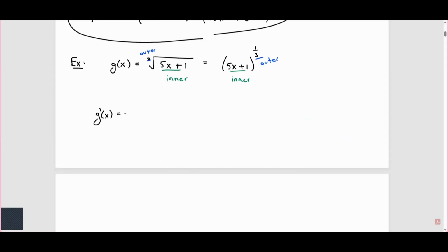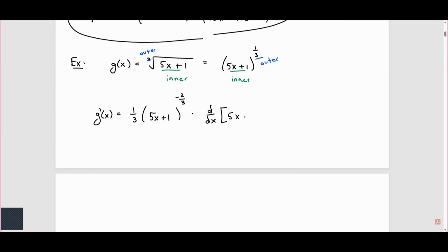First, I'm going to take the derivative of the outer function. That is the exponent of 1/3. So I'm going to bring down the 1/3 and multiply it, and decrease the exponent by 1. And now remember, I keep the inner function inside. I do not change it. Then you will multiply and take the derivative of the inner.